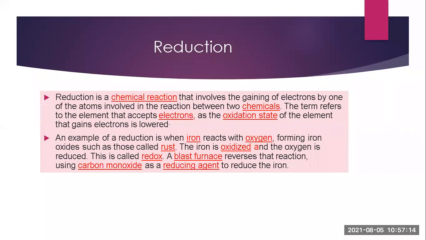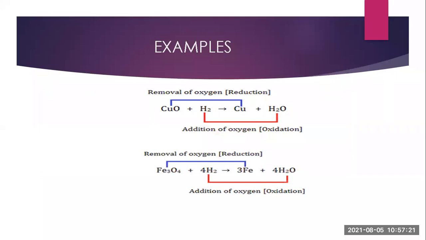Then another example is a blast furnace, which reverses that reaction using carbon monoxide as a reducing agent to reduce the iron. Okay, so this is the reverse process. Now one more example we will see.